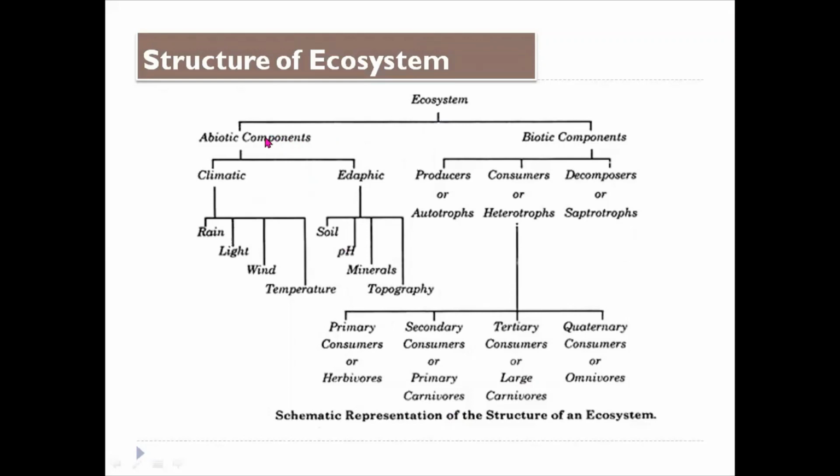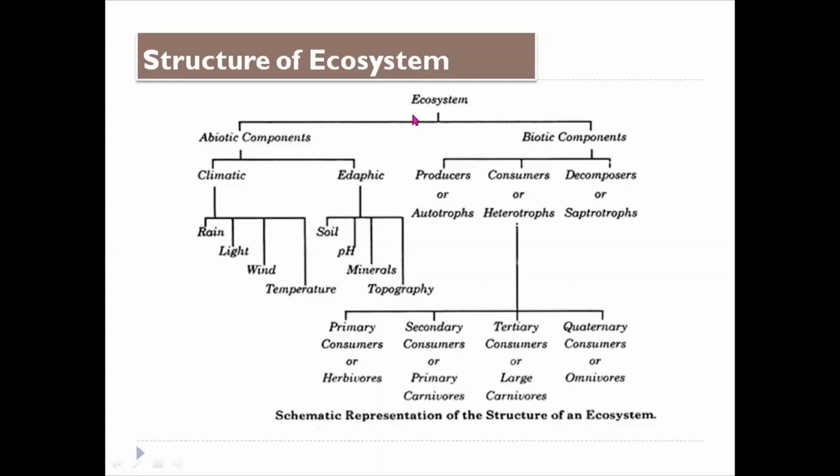In an ecosystem, we have two components, abiotic components and the biotic components. In abiotic components, we have climatic and edaphic. In climate, we have rain, light, solar radiation, wind, and temperature. At the same time, we have pressure and humidity also. In edaphic components, we have soil, the pH scale, minerals, and the topography of the land area, mineral composition or the availability or presence of minerals. We also look at the pH scale of the soil.